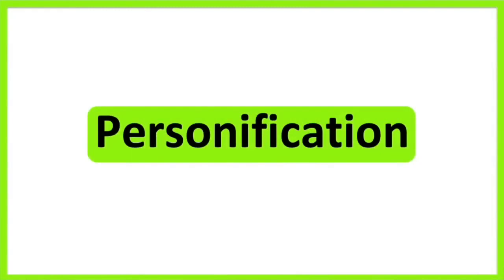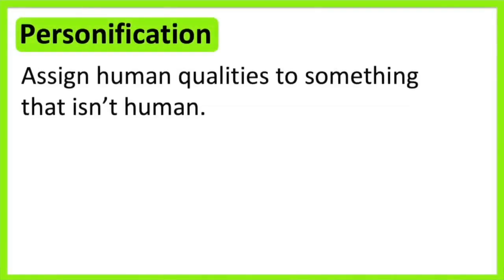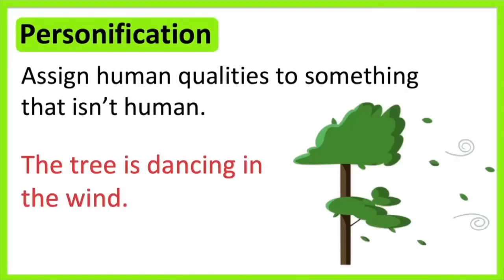Personification. Personification is when we assign human qualities to something that isn't human. These can be movements, emotions, or senses. For example, the tree is dancing in the wind. So, we know that trees don't have the human quality of dancing.